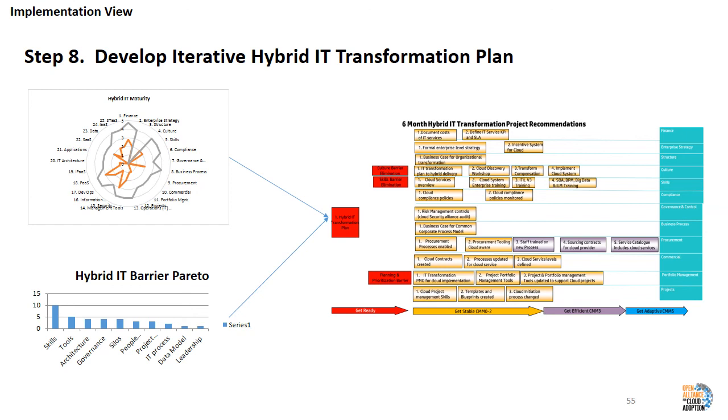Step 8 is to develop a hybrid IT transformational plan that includes the projects necessary to implement your new application use cases, the transformation projects necessary to transfer the domains that require the change in the maturity model, and any projects you need to eliminate the barriers.